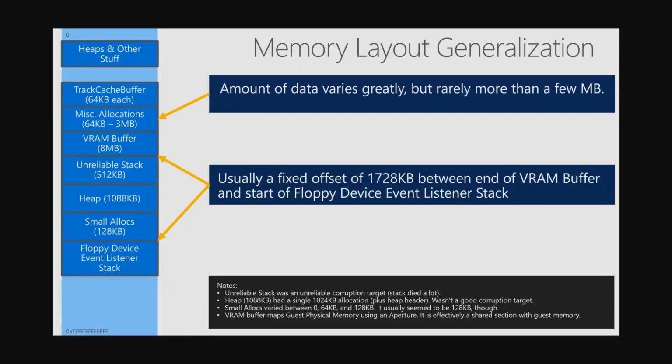That was followed by a stack, and I call it the unreliable stack because it seemed to die a lot, and so I didn't really want to try to corrupt it because it would just unmap itself a lot of the time. Then there was a heap. It was 1,088 kilobytes. It had a single allocation in it. It wasn't a good corruption target. There were a couple of small allocations, and then there was this floppy device event listener stack. And one key observation I had here is that there seems to be a fixed offset between the end of that VRAM buffer and the start of the floppy device event listener stack.